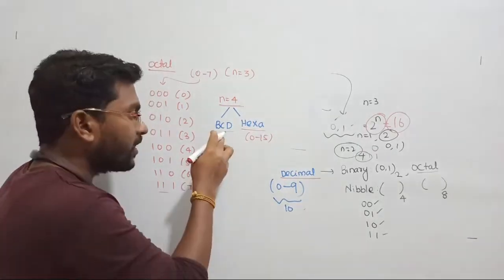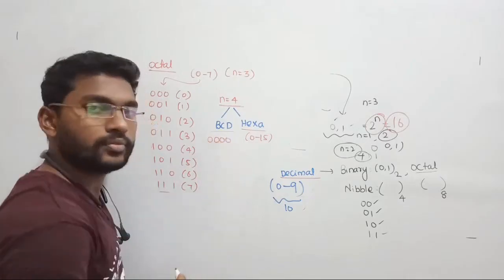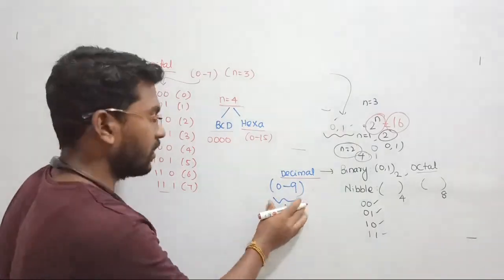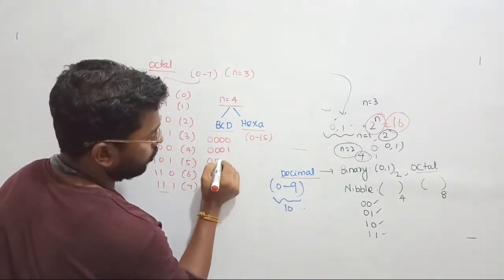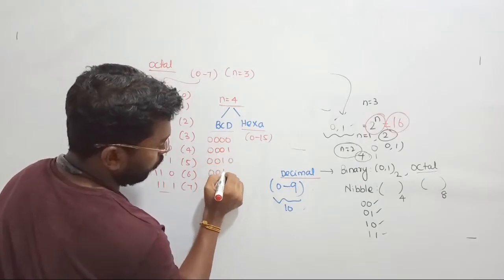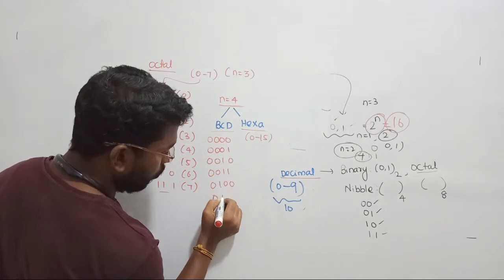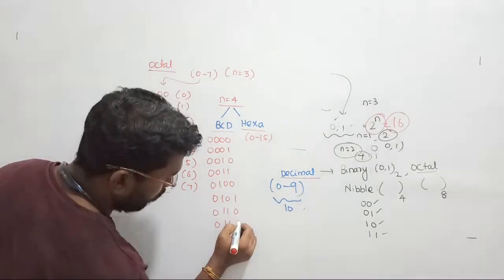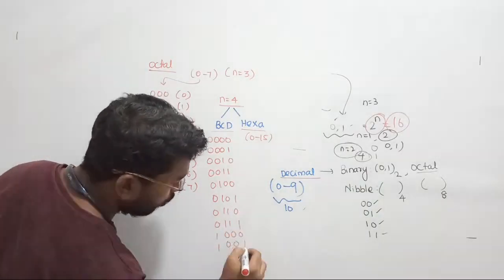Clear? So in binary coded decimal you can consider 4 bits 0 0 0 0, right? But how many combinations are we going to consider? Only the first 10 numbers: 0 0 0 0, 0 0 0 1, 0 0 1 0, 0 0 1 1, 0 1 0 0, 0 1 0 1, 0 1 1 0, 0 1 1 1, 1 0 0 0, 1 0 0 1.